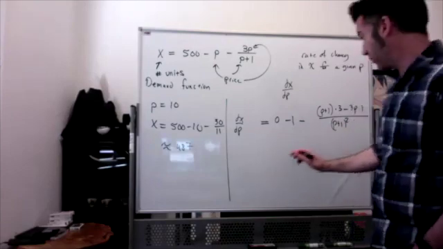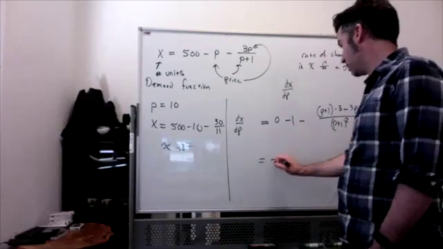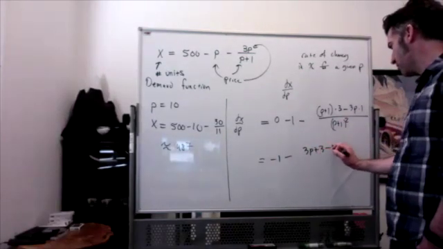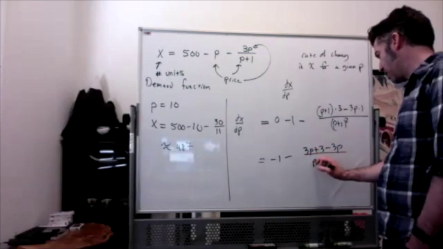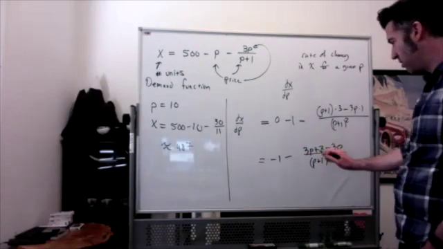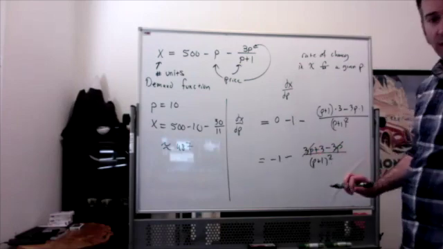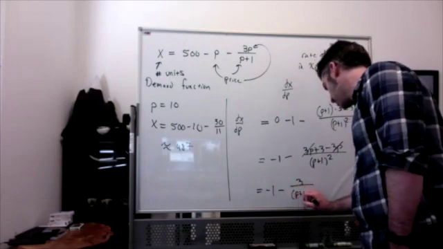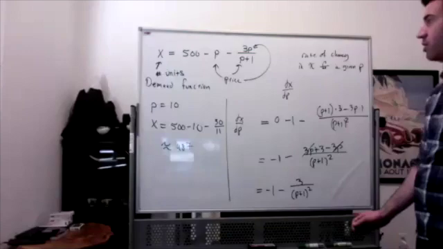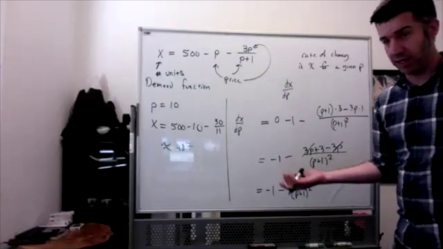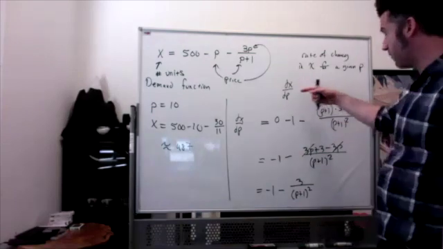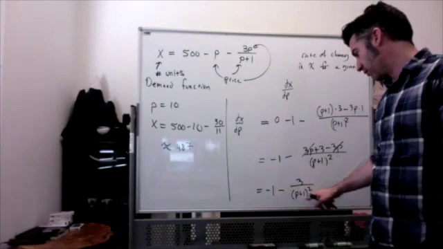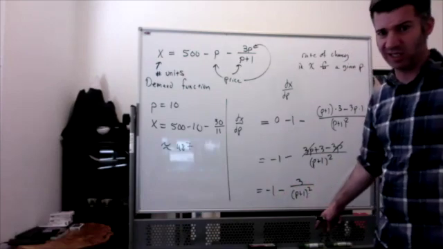So if we simplify this, we get negative 1 minus 3p plus 3 minus 3p, all over p plus 1 squared. The 3p's cancel, and we get negative 1 minus 3 over p plus 1 squared. So it looks like, and this isn't terribly surprising, for a given price, the rate of change in X is negative 1 minus 3 over p plus 1 squared. So what we're saying here is the rate of change is negative.